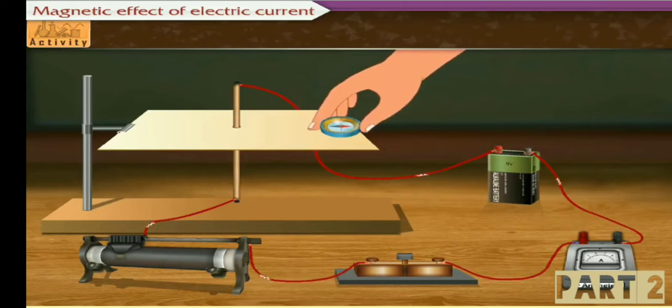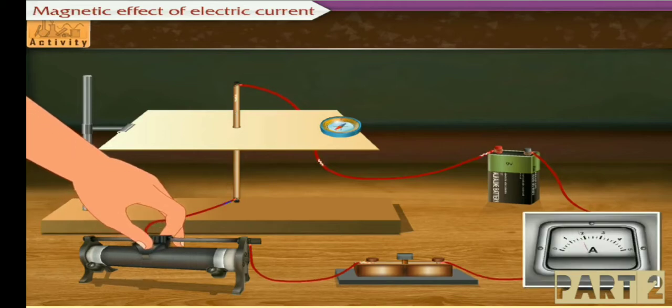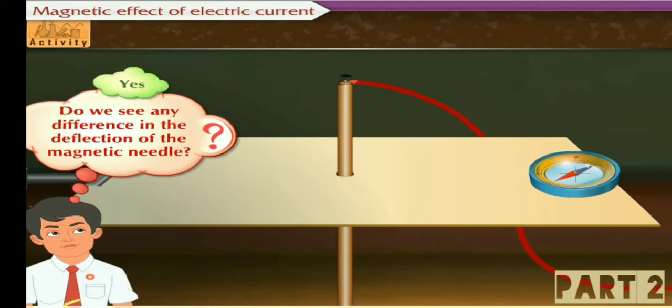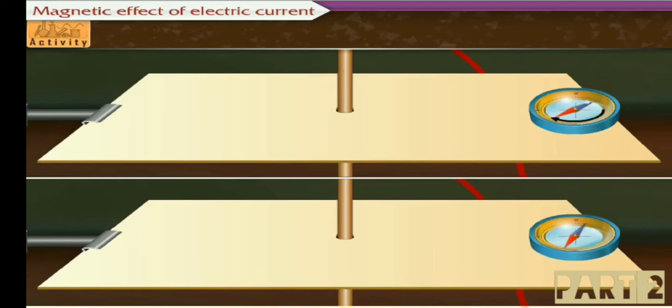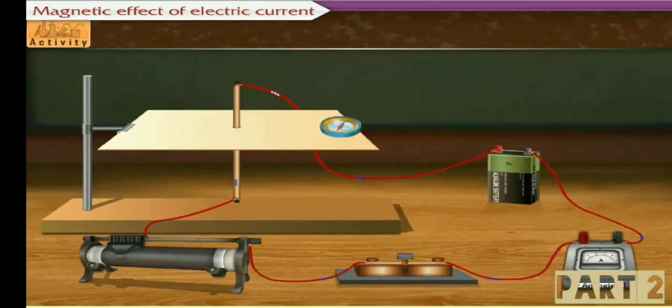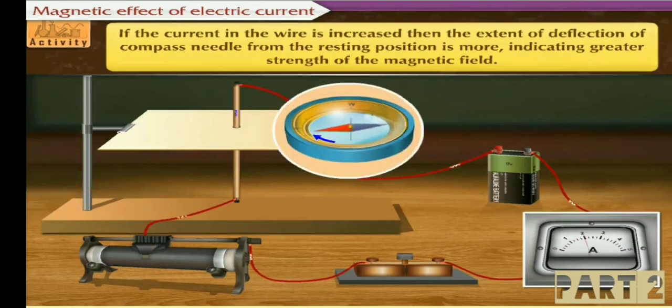Let us now keep the magnetic needle on the first position. Increase the current flowing through the copper wire by adjusting the rheostat. Do we see any difference in the deflection of the magnetic needle? Yes! The extent of deflection in the needle is more than that in the case when the current flowing through the circuit was 1 ampere. This means that if the current in the wire is increased, the extent of deflection of compass needle from the resting position is more, indicating greater strength of the magnetic field.